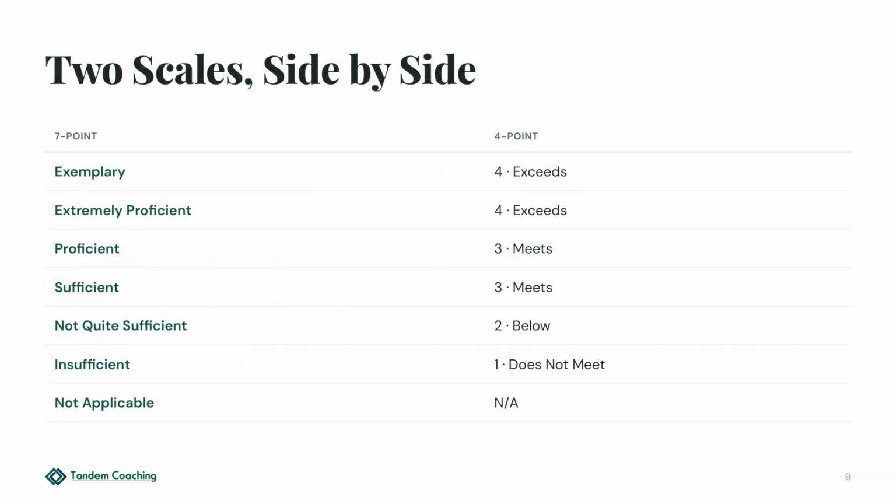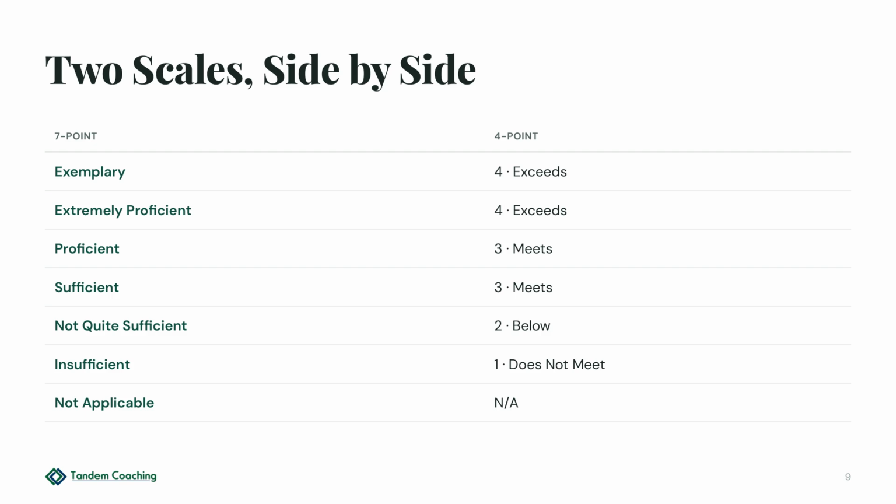Now you've seen all 19 statements. Let's look at how you rate them. Two scales exist side by side. The 7-point scale runs from exemplary down through extremely proficient, sufficient, not quite sufficient, insufficient, to not applicable.